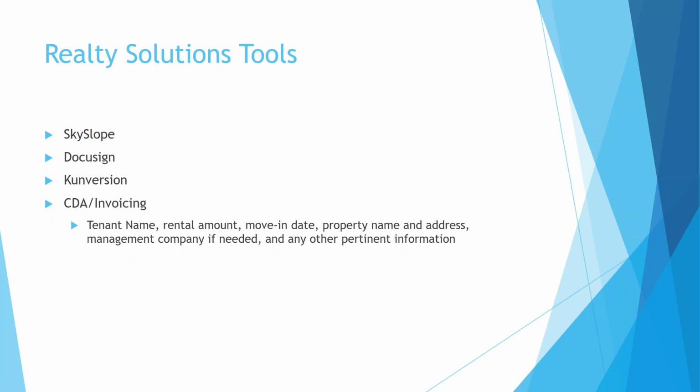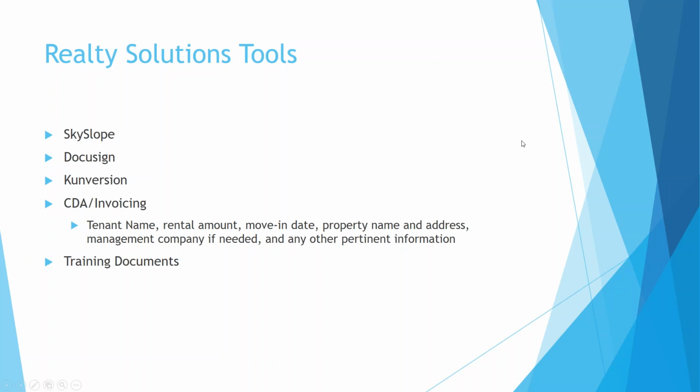So when we're doing invoicing for a lease, the things we need to generate that invoice are the tenant name, the rental amount, the move-in date, the property name and address, and management company if it's needed. Usually, if it's like a big apartment complex that's paying a locator, you'll have like a Roscoe Properties or something like that that we'll need to know it's them, and then any other pertinent information that you think is relevant. The goal in the future, now that we have people doing a lot more invoicing, is to have a CDA link and an invoicing link from our main agent page, which we'll go over here in just a little bit.